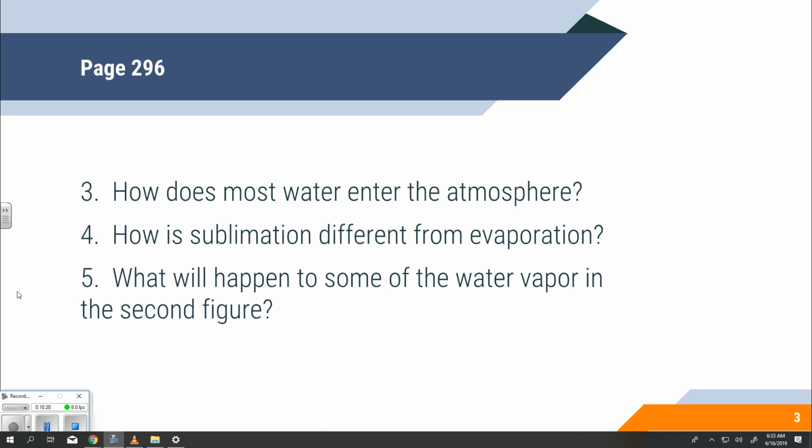Question 5. What will happen to some of the water vapor in the second figure? It will condense.